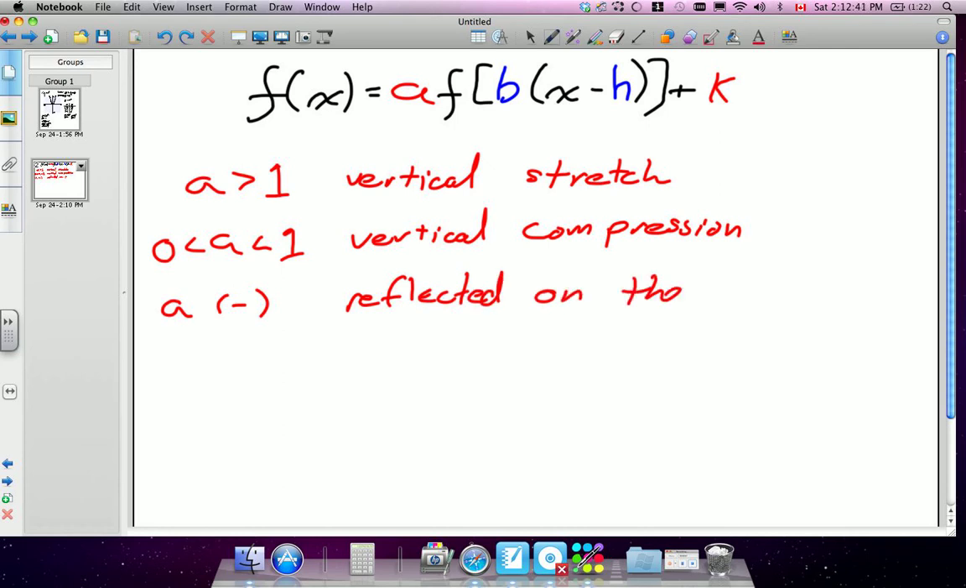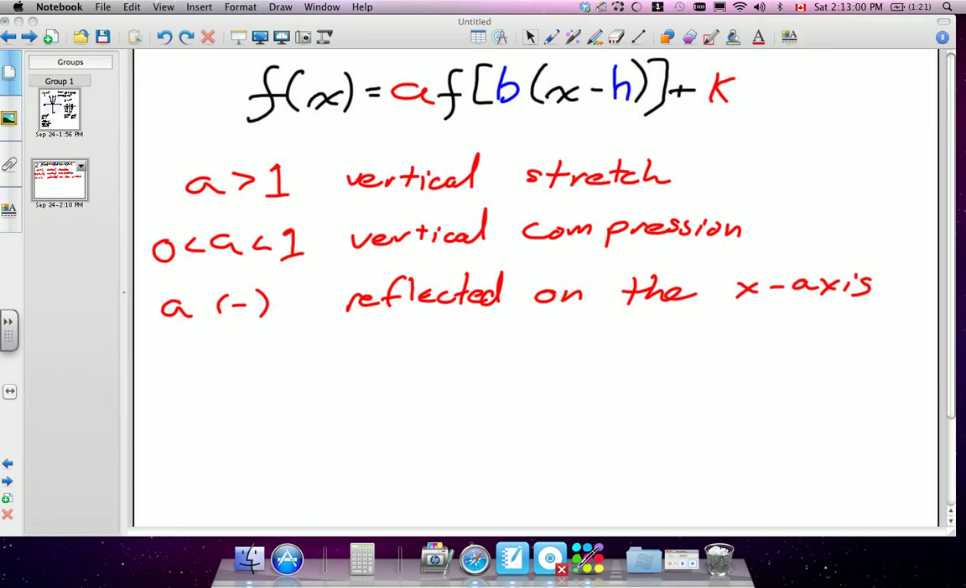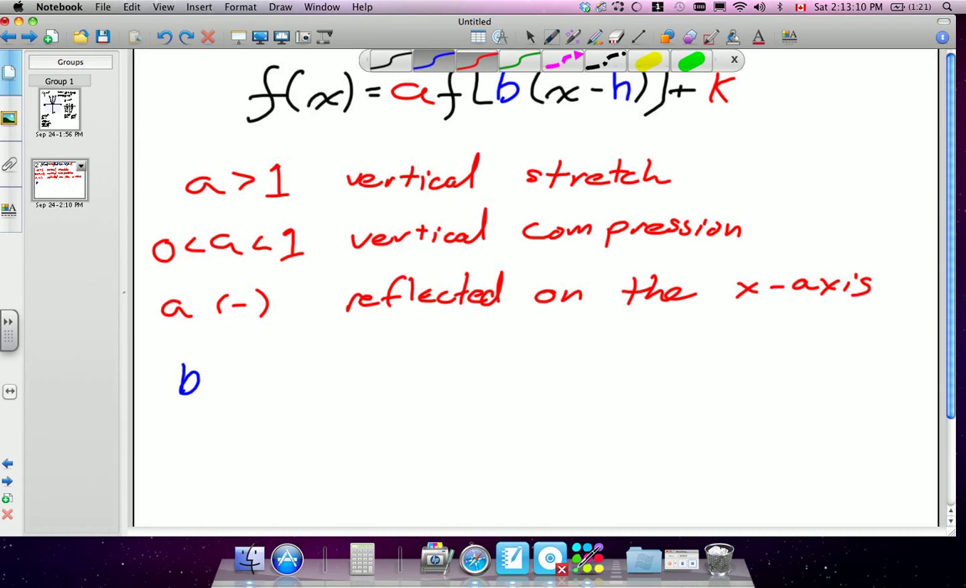Okay. Now, B is the same idea. The only thing is, B deals with horizontal. Let's put these little things in place. A is going to deal with up and down, vertical, and so is K. That's why I did them both red. B is going to do horizontal movements, and H will do the same, horizontally affecting the graph. A and B specifically are stretching and compressions. H and K are movements of the entire function.